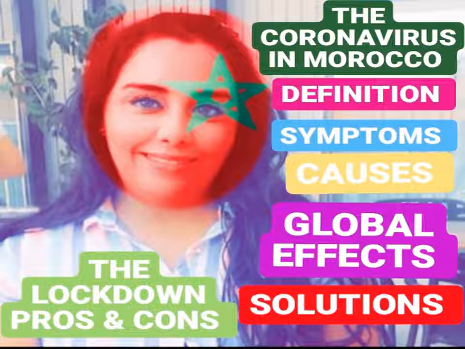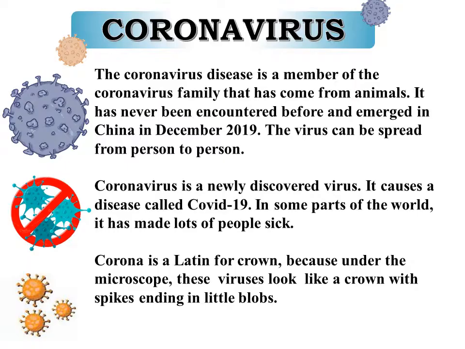What do we mean by the coronavirus? The coronavirus disease is a member of the coronavirus family that has come from animals. It has never happened before, and emerged in China in December 2019. The virus can be spread from person to person. Coronavirus is a newly discovered virus. It causes a disease called COVID-19. In some parts of the world, it has made lots of people sick.